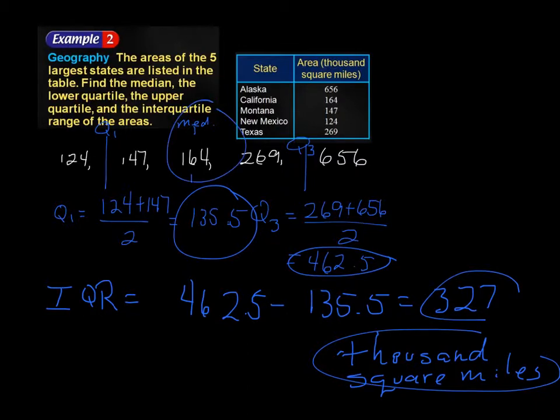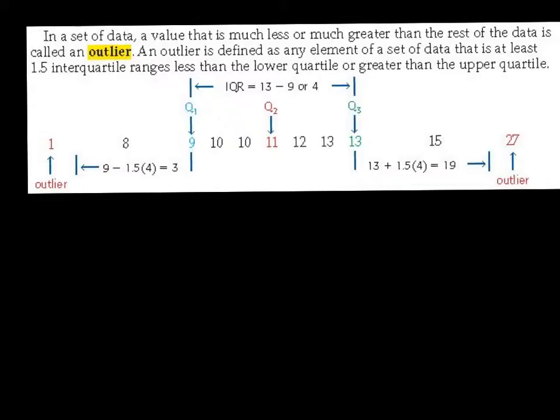We got it all. In a set of data, a value that is much less or much greater than the rest of the data is called an outlier. An outlier is defined as an element of a set of data that is at least 1.5 interquartile ranges less than the lower quartile or greater than the upper quartile. When the person that came up with this concept was asked why 1.5, he said because 1 was not enough and 2 was too much.